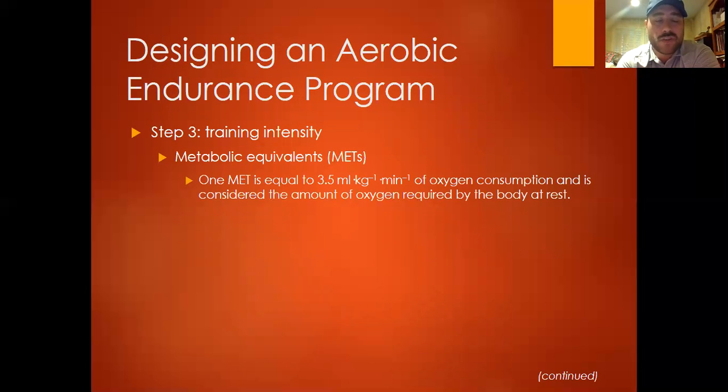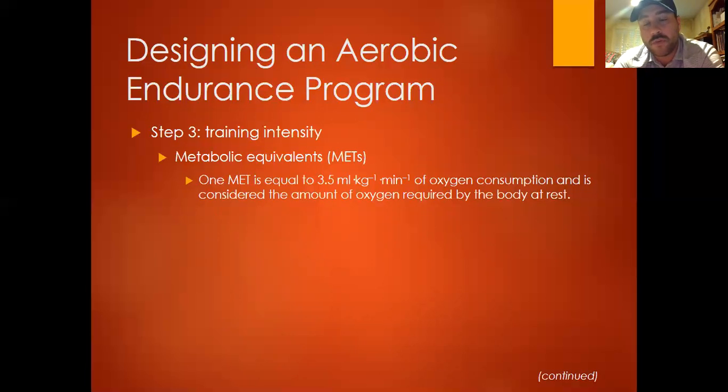So how else do we do it? We can do it through METs. 1 MET is equal to 3.5 milliliters per kg per minute of oxygen consumption. It's considered the amount of oxygen required by the body at rest. So if you have their VO2 and you want it to be at 50%, let's say it's a 50 VO2, so that's 25 milliliters per kg per minute. That is roughly 5 METs, maybe 6 METs on the high end.